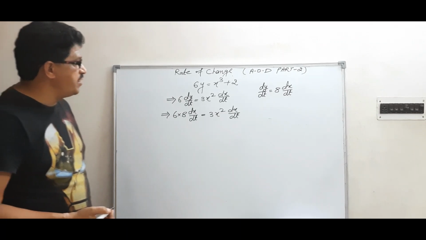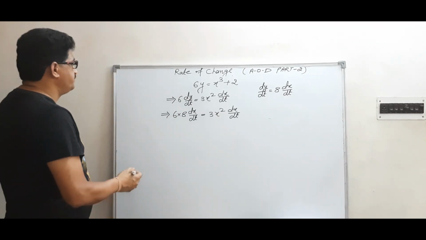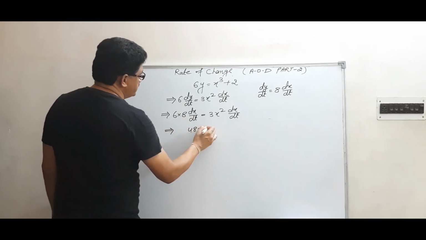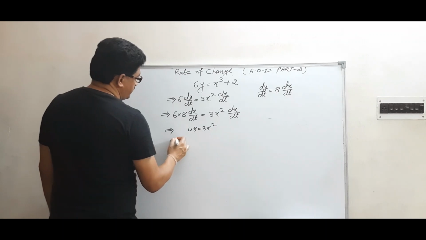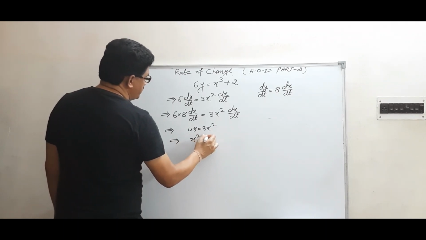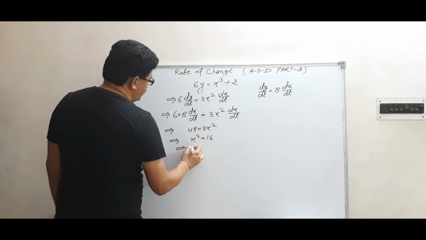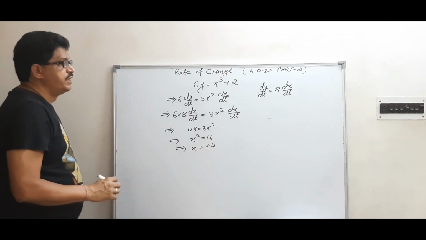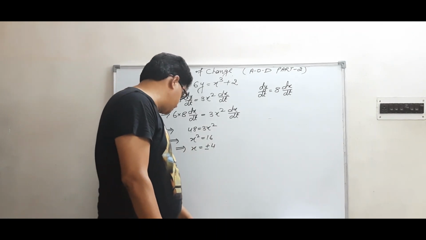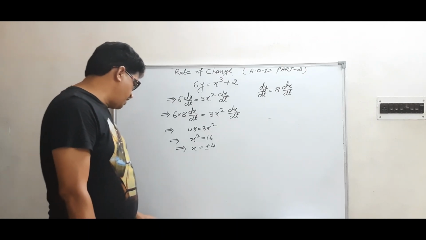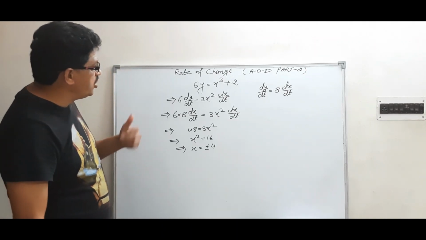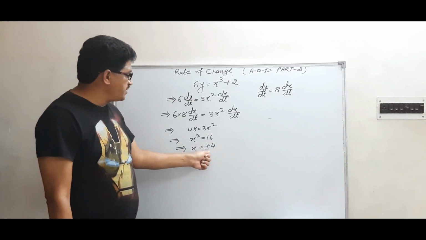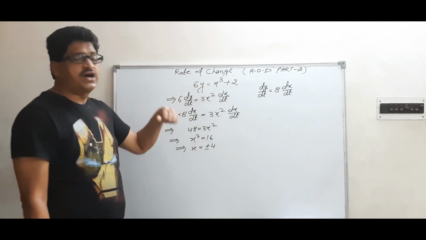Dx by dt is common both sides, so cancel it. You will get 48 is equals to 3x square. x square is equals to 16. So value of x is plus minus 4. Here we have to find out coordinates. Find the point on the curve. We have to find coordinate of the point. So x is plus minus 4. By using value of x, 4 or minus 4, we can find value of y.